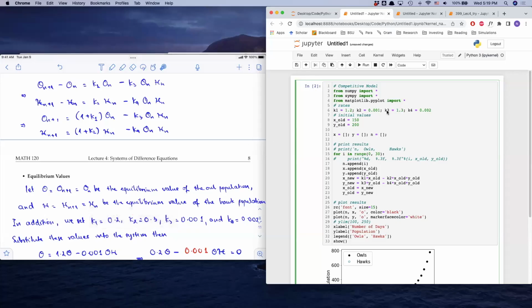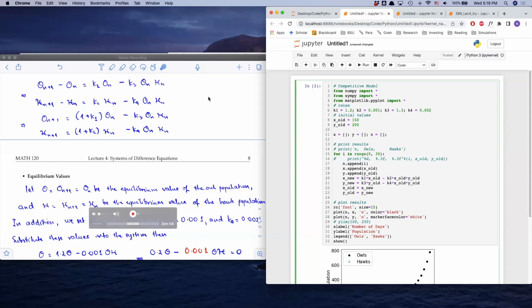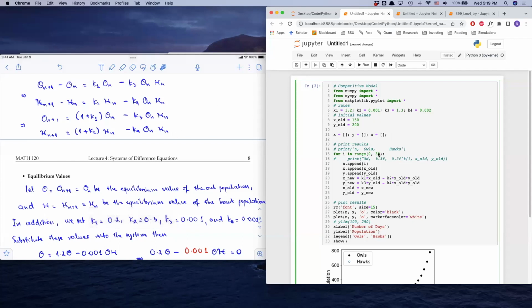All right, so here's the setup on my screen. Again, on one side is the lecture note, and this side is the code. Again, what I want to do is see if the model is sensitive to initial values or not, or if the equilibrium point is stable or unstable.